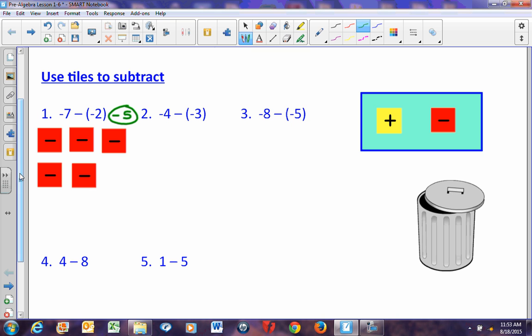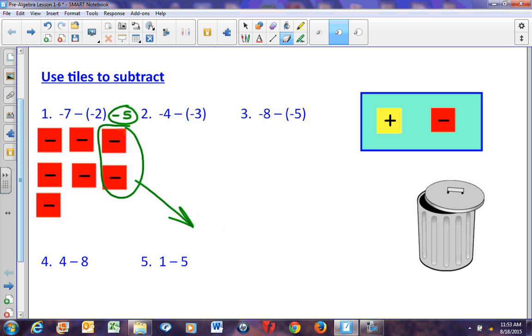Now, if you want to show this, because you don't have a little garbage can to make them go into here, you can show this by saying, okay, now I'm going to take away 2 tiles. You can simply circle them and take them away, show that you're moving them away. And what are you left with? You're left with 5 tiles. Okay. Let's take a look at the next problem.